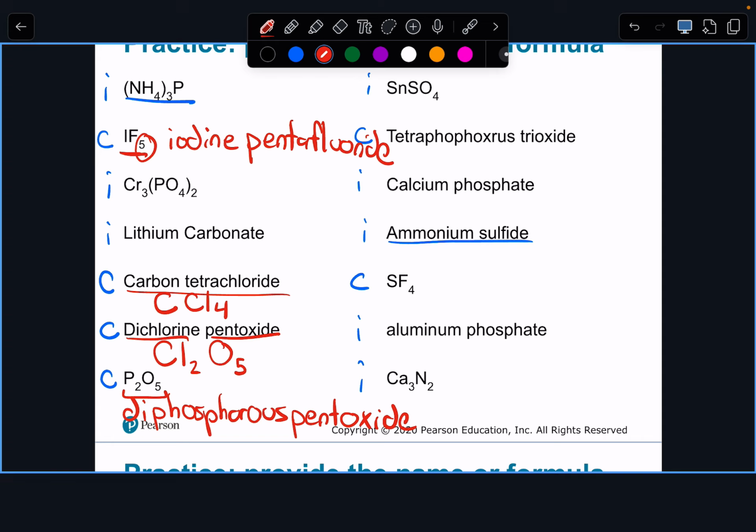Okay, second column up here, tetraphosphorus, so 4 phosphorus. Don't ask me why there's an X there, that's a typo. Tetraphosphorus trioxide, so 3 oxygens. And then the last one, sulfur, we don't say mono. Tetrafluoride.